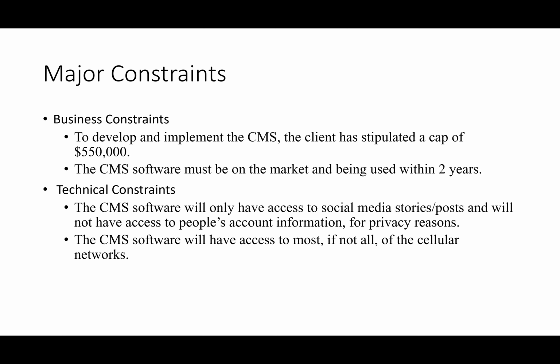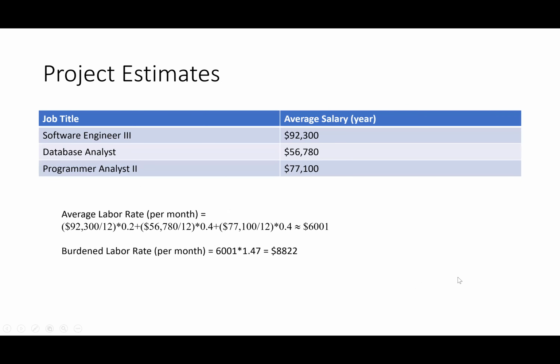And then another constraint, the CMS software will have access to most, if not all, of the cellular networks. So we'll get into that when we talk about the risks, because that's kind of mitigating some risks that come up later. So some project estimates.